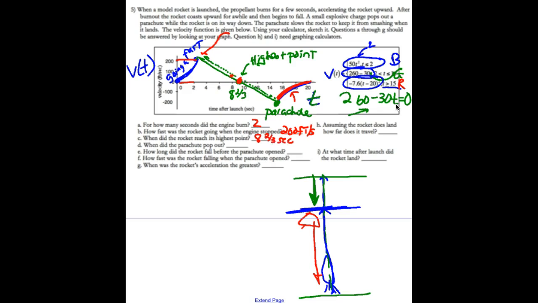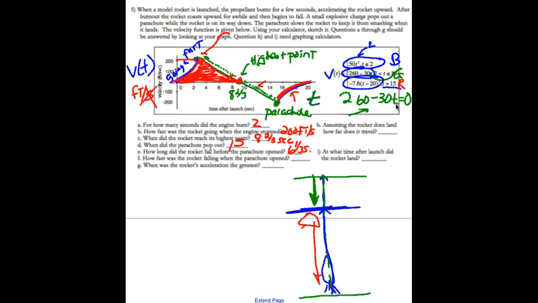And if I wanted to know how high it was, then I'd take my feet per second and get rid of the seconds by integrating. So the area under this curve right here represents how high it was at its highest point. Didn't ask that, but it says, when did the parachute pop up? At 15 seconds. How long did the rocket fall? It was falling along this entire green thing until the parachute opens, which would be 6 1/3 seconds.